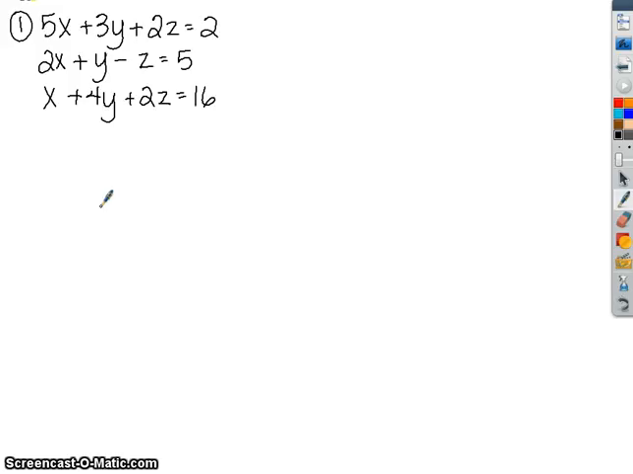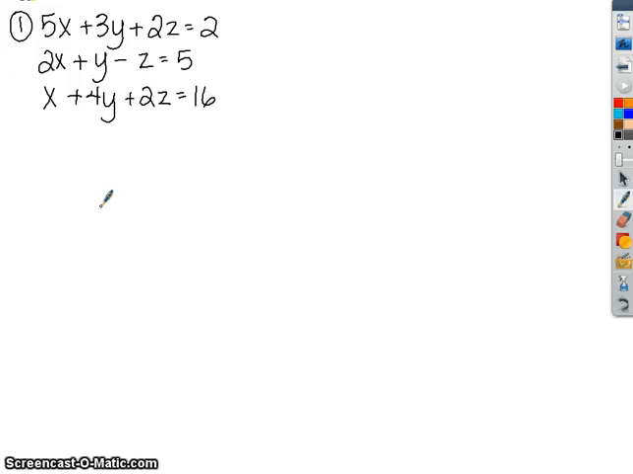Alright, so the first thing that you want to do when you have a system in 3 variables, you want to use elimination to eliminate one of the variables. So I'm looking at these and I'm thinking to myself, okay, I'm going to eliminate z. So in order to do that, I'm going to use the first one and the third one. Now you can pick any 2 equations and you can eliminate any variable. I'm just going to choose to eliminate z.